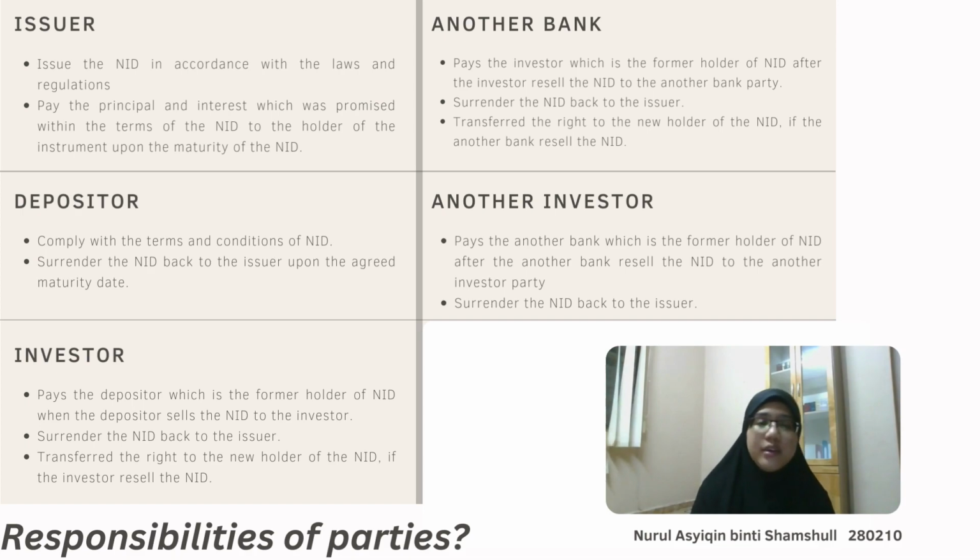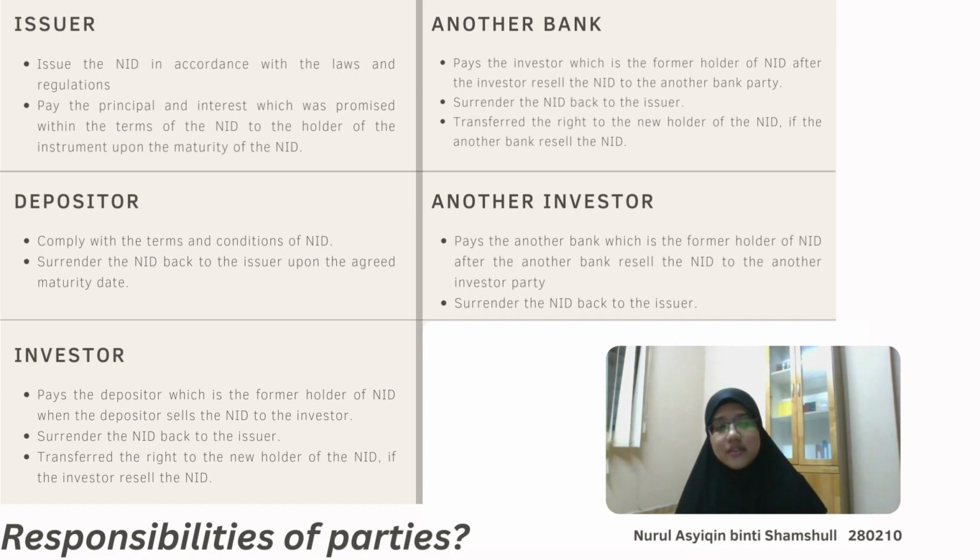Next, another bank. For another bank, they are responsible for paying the investor, which is the former holder of the NID, after the investor resells the NID to another bank party. Upon the selling of the NID, the holder right for the NID is transferred to another bank. Thus, upon the maturity of the NID, the another bank is obligated to surrender the NID back to the issuer. If the another bank were to resell the NID to another party, the another bank is responsible for transferring the right to the new holder of the NID.